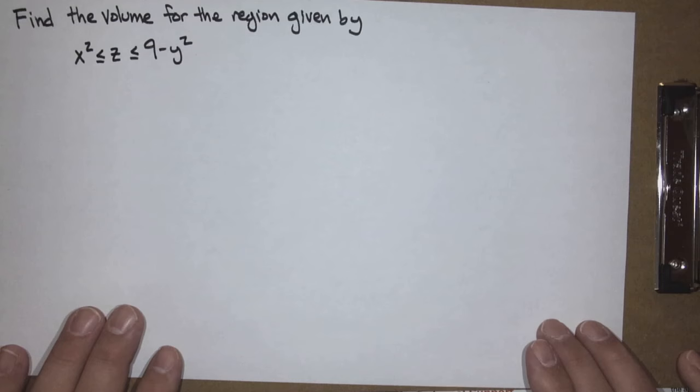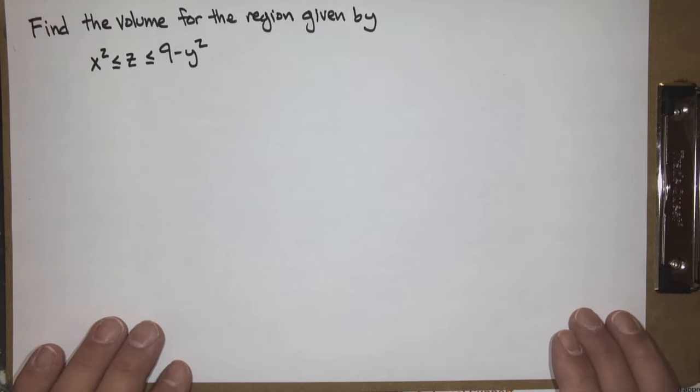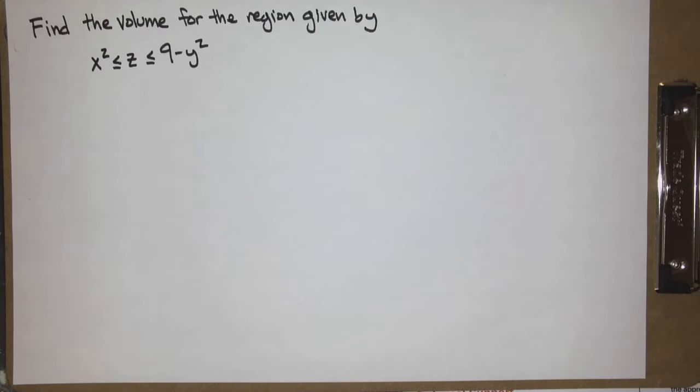All right, we have some time. Let's see. Do we have time for 2 questions? I think we have time for 2 questions. This is an old quiz problem. I really like this one. Find the volume for the region given by x squared less than or equal to z less than or equal to 9 minus y squared.